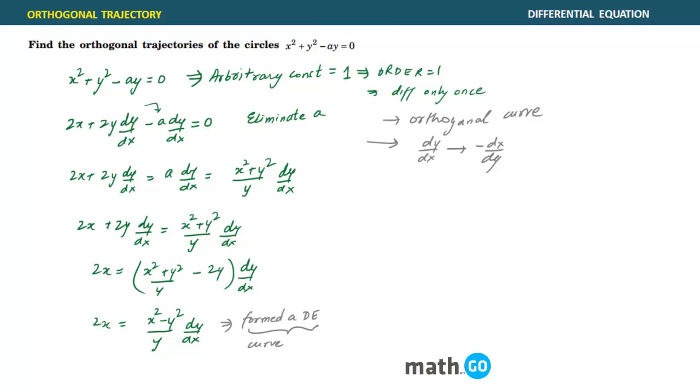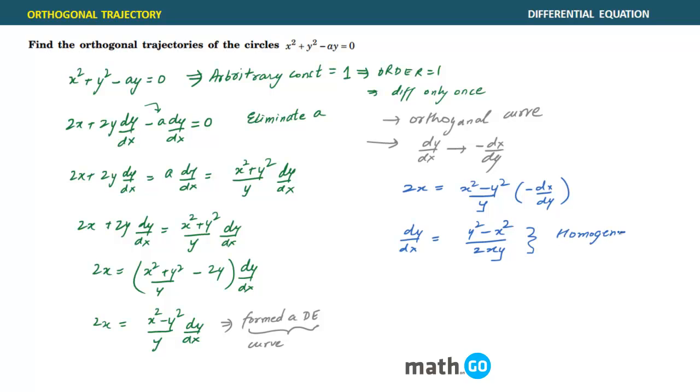So what this equation will look like is 2x = (x² − y²)/y, and this will become −dx/dy. And if I write dy/dx, what will dy/dx be in this particular case? It will become (y² − x²)/(2xy). And if we see, this is nothing but an equation of the homogeneous form. Can you see this? You will just substitute y = xv, and then you can easily solve this.